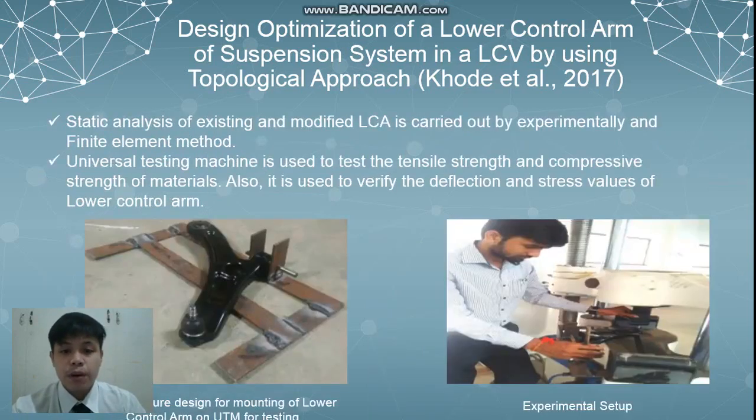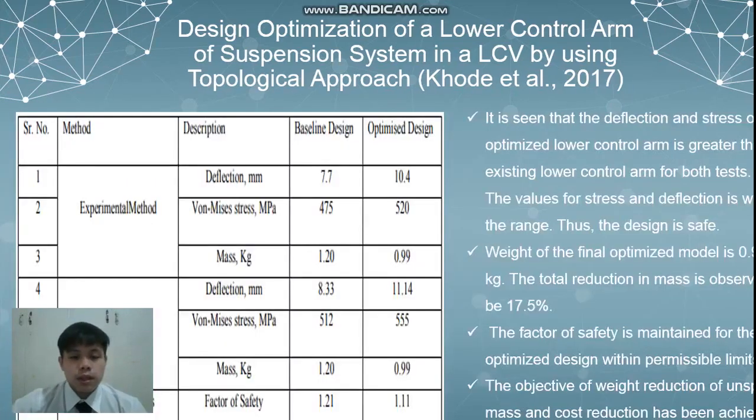Static analysis is performed for both existing and modified design by experimental and finite element method. A universal testing machine is also used to test the tensile strength and compressive strength of the material and also to verify the stress and deflection values of the lower control arm. The methods used for static analysis in this paper are experimental and finite element analysis method.